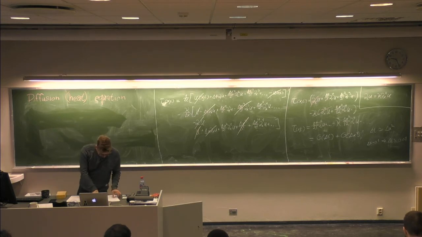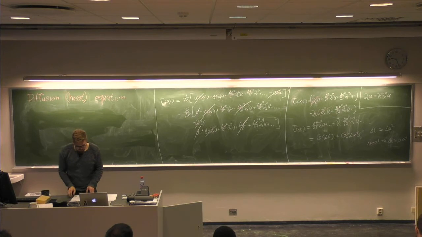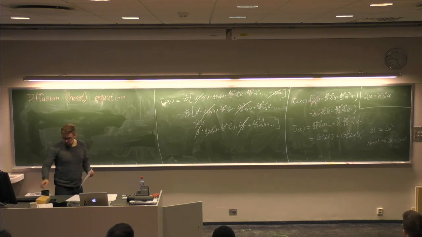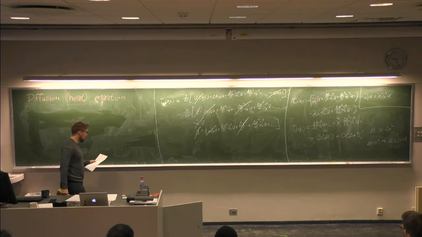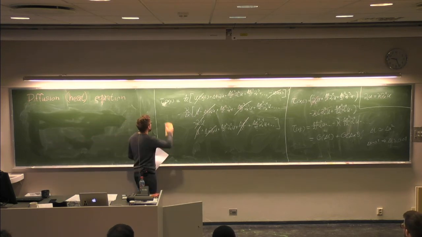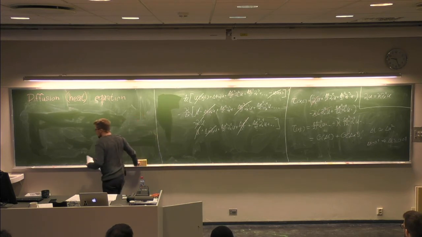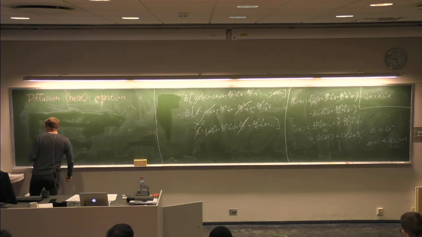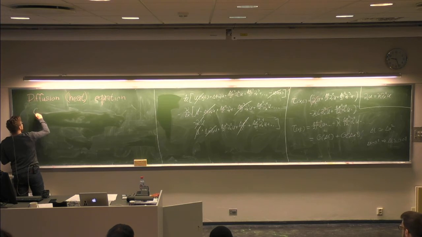But this is an explicit scheme. There is a better scheme. It's not that much more difficult to implement. It's called the Crank-Nicolson method. And from what I heard, some of you have already had this method.